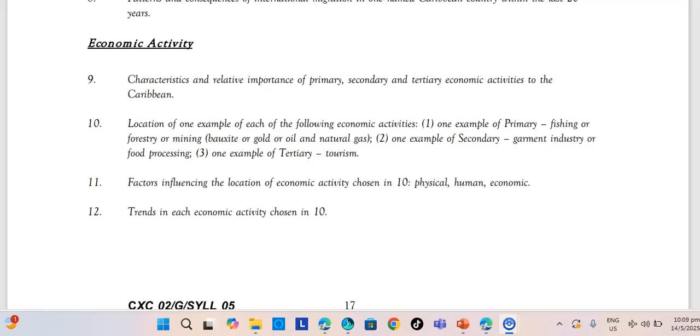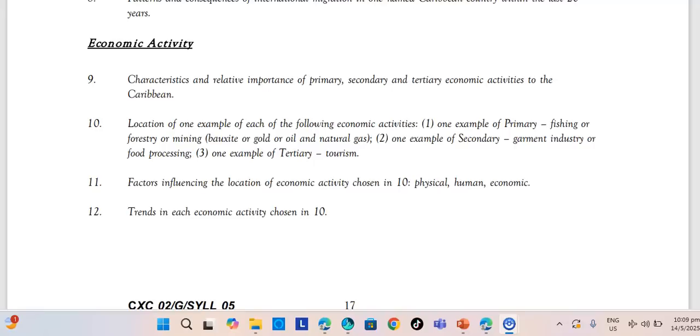We're also going to look at location as a physical factor when choosing economic activities. Coastal areas attract ports and tourism. Central areas may be good for farming.